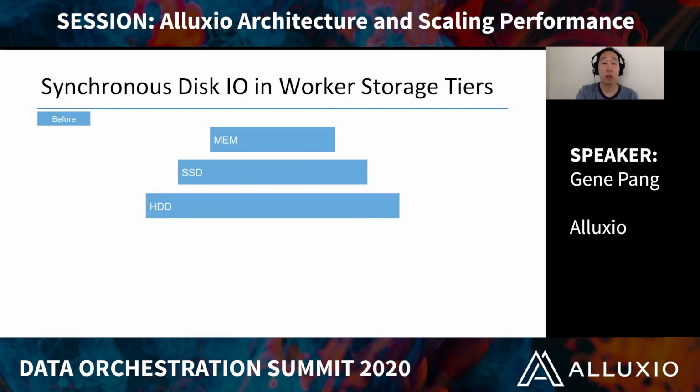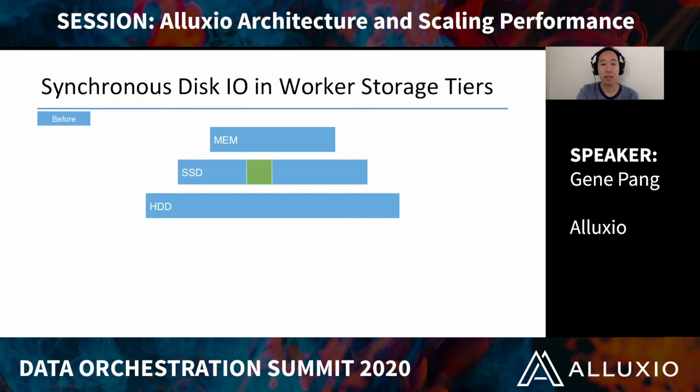Next, there has been a lot of work in how we deal with disk I/O in worker tier storage. In Alluxio, we have the concept of tiered storage where we can cache data in different types of storage medium, such as memory, SSDs, and hard drives. The data could be in any one of these tiers. Ideally, we try to keep the most important data in the top tier because those are typically the fastest.